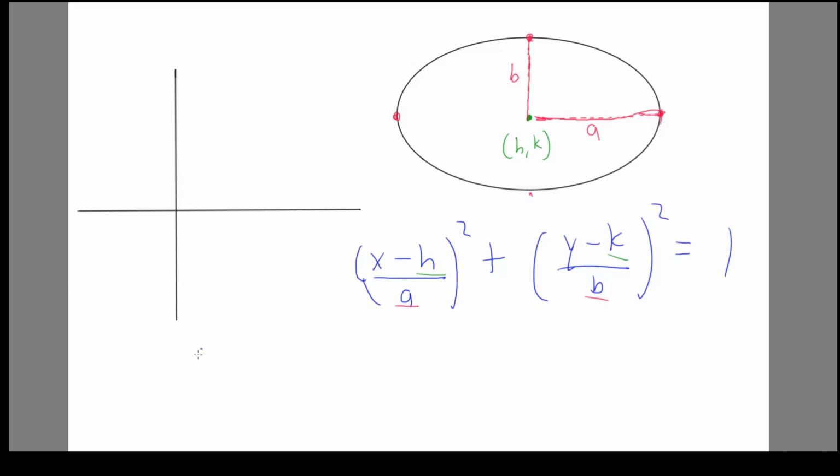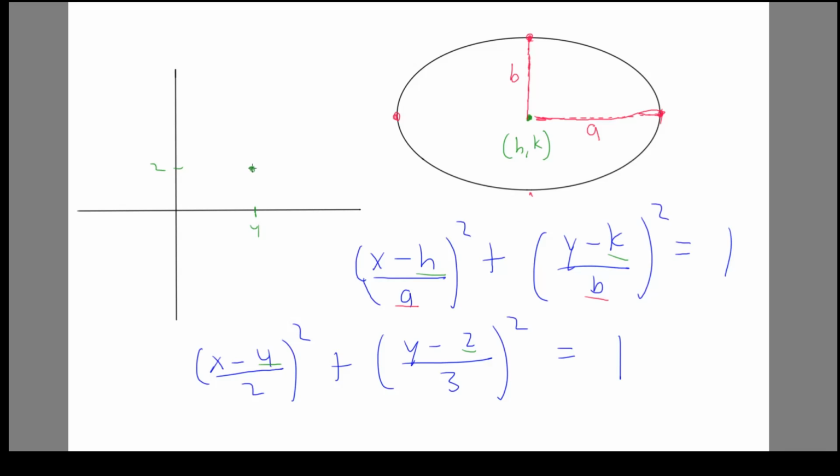Let's say I have (x minus 4) over 2 squared plus (y minus 2) over 3 squared is equal to 1. Okay, so in this case, my center is h comma k, so my center would be 4 comma 2. So that would be the center. Of course, it's not actually a point on the ellipse. I'm just drawing that in to help us graph it easier.